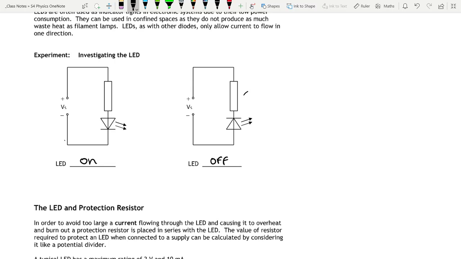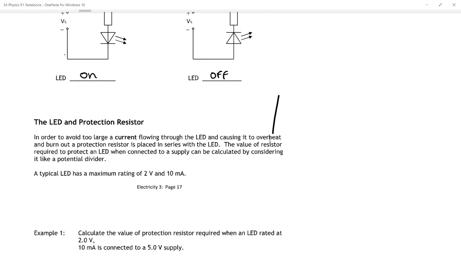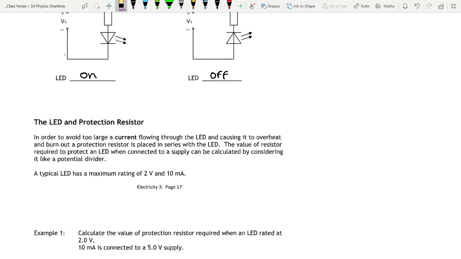And you can see in these diagrams that each of the LEDs come with a resistor. Okay, so they come with a protection resistor there. And they have to come with a protection resistor to protect the LED, because they only allow a certain amount of current through them. Otherwise, they will have issues and they might break. So, in order to avoid too large a current flowing through the LED and causing it to overheat and burn out, a protection resistor is used, and it has to be in series with the LED.